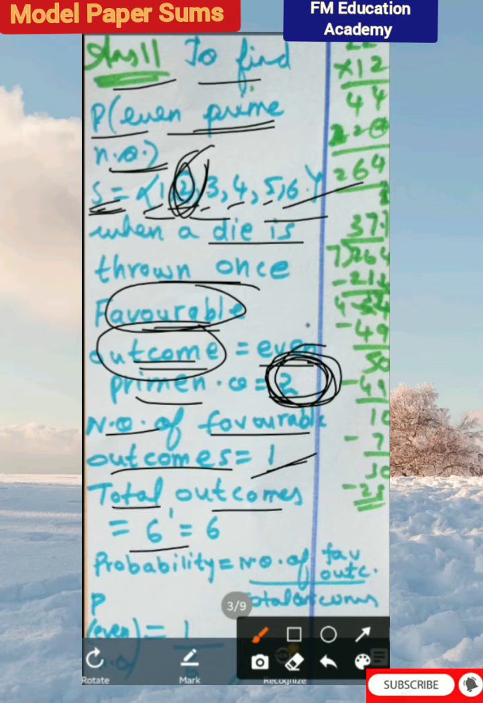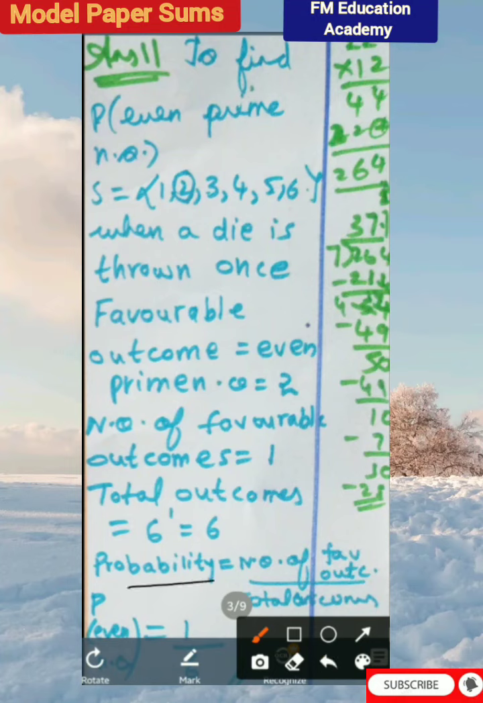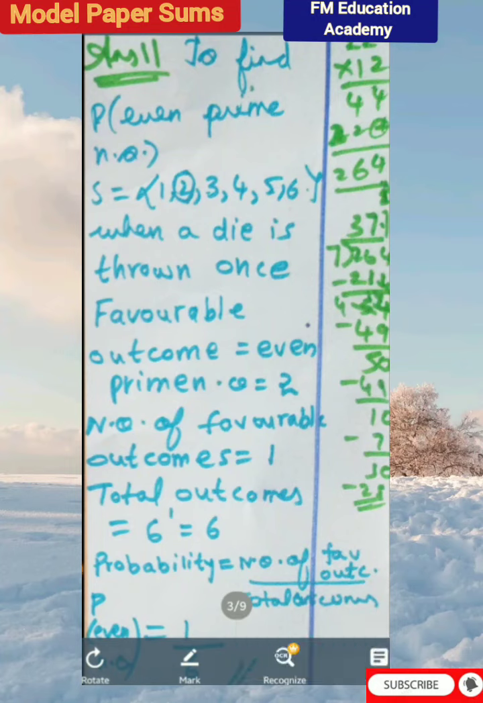And total outcomes, the formula for finding total outcomes is 6 power the number of times the die is thrown. So how many times is the die thrown here? 1. So the total outcomes is 6 power 1. 6 power 1 means 6 into 1 only, that is 6. So just the formula of probability: number of favorable outcomes over total outcomes. So the probability of getting an even number is, number of favorable outcomes is 1.